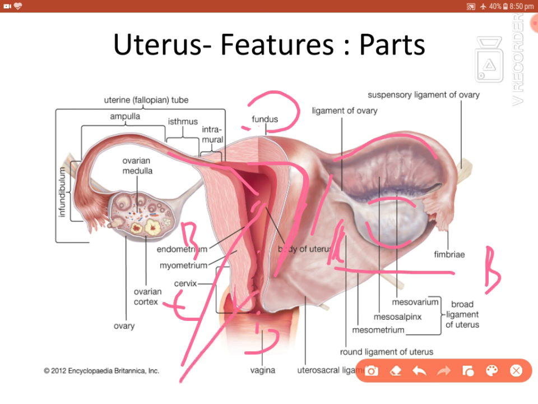Its opening into the vagina, that region, is called the external os. Its opening here into the uterine cavity is called the internal os. So the cervical canal lies between the internal os and the external os.